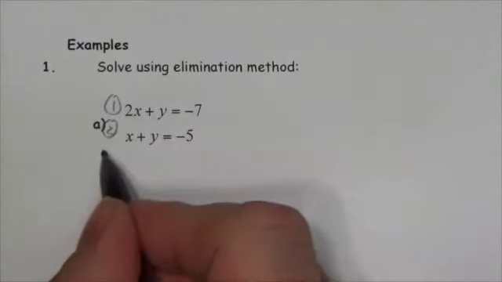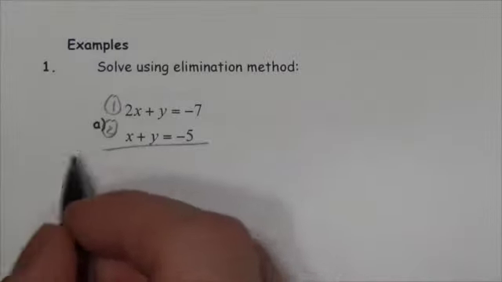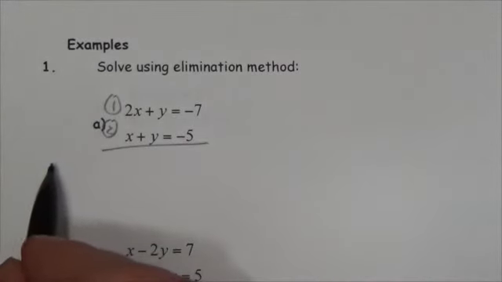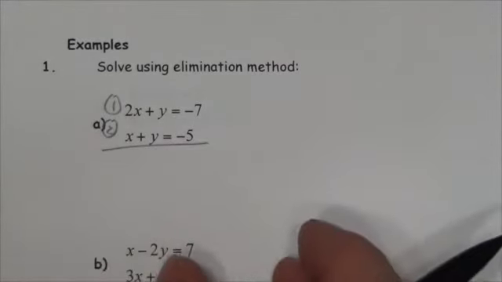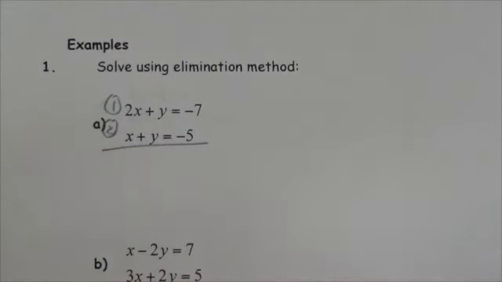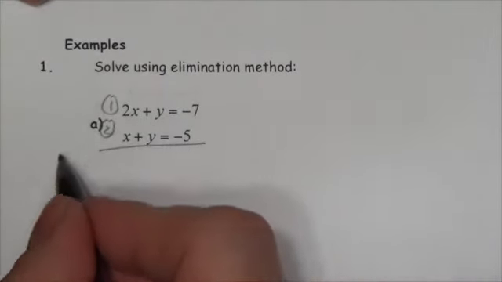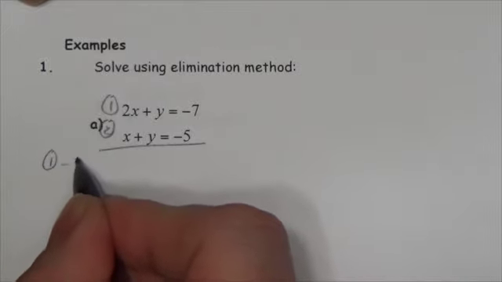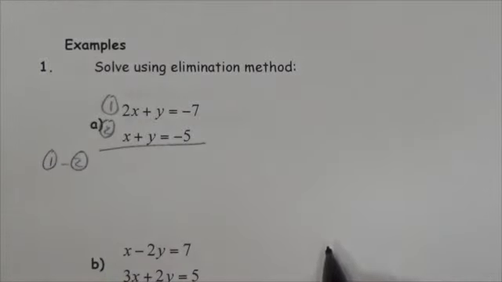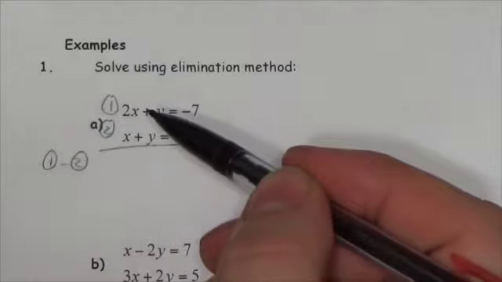So what I'm going to do, I'm going to draw a line underneath it here, and then give myself a little bit of a visual clue as to what I'm doing. If you do it this way, this will help your teacher know what you're attempting to do if you make a mistake, okay? Because the coefficients are the same, they're both positive here, I'm going to take equation 1 and subtract equation 2.